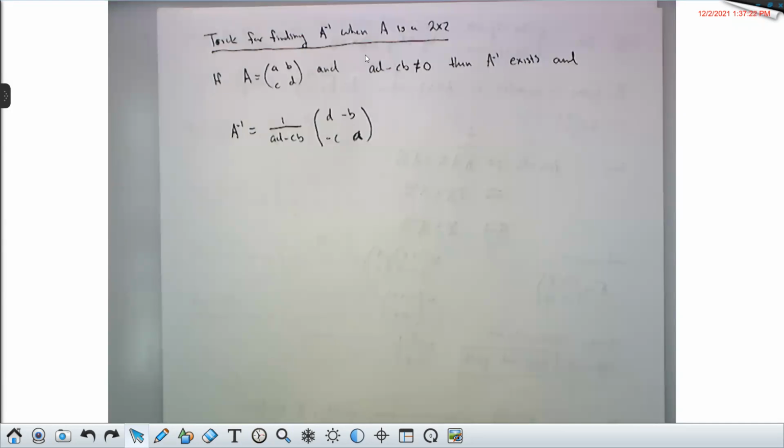This number right here, AD minus CB, that's called the determinant. So not every matrix has an inverse. Even square matrices, there are plenty of 2 by 2 matrices that don't have inverses. Those correspond to systems that don't have solutions or have infinitely many solutions. But if your 2 by 2 matrix does have an inverse, it will be in this form. And you can use this as a speedy way to calculate the inverse.